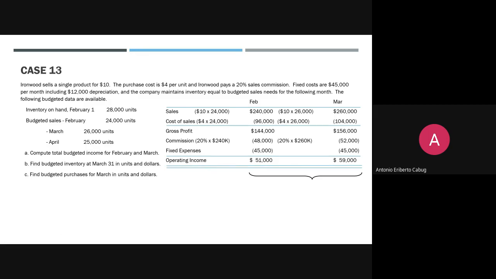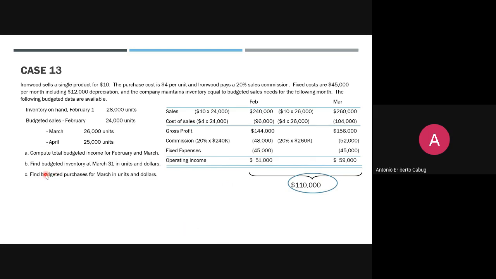So I repeat, the final answer is 51 plus 59, that's 110,000. Okay, going back, the correct answer again is 110,000 pesos. Yun yung ating budgeted income, budgeted operating income. Ayan na, 110,000. So budgeted income for February and March, it's 51K for February, 59K for March, 110,000. Okay?